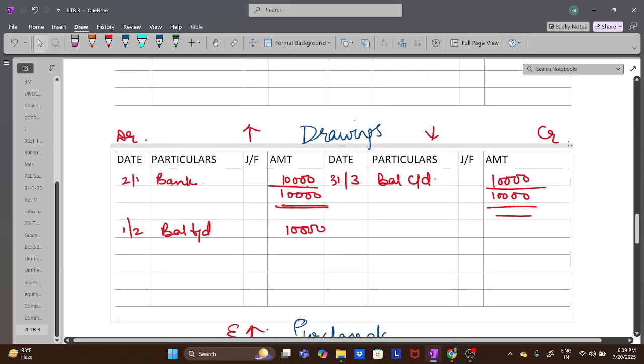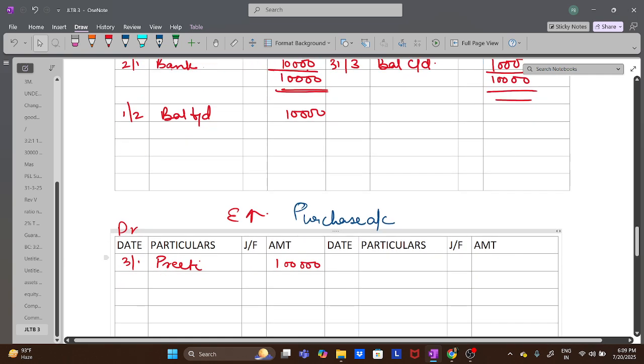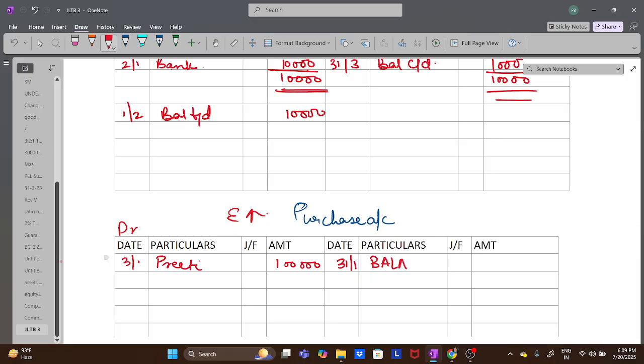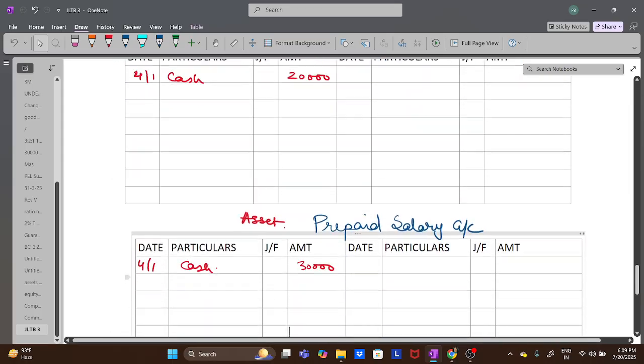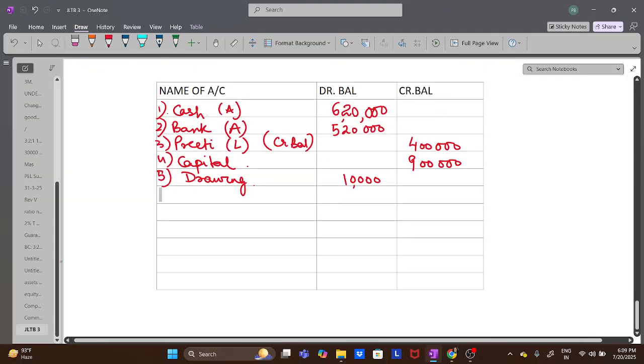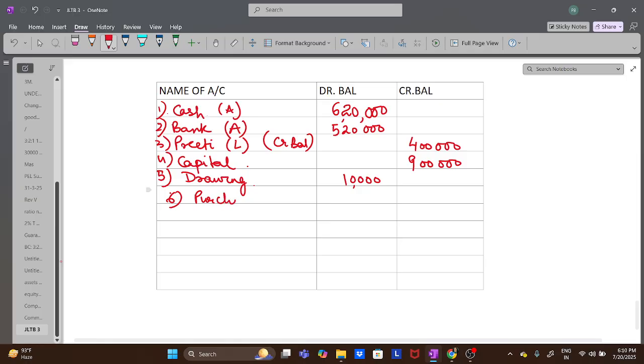Next ledger we have is purchases, which is an expense ledger, and in an expense ledger, no brought down. Simply write the balance here, no BD, CD. Write the total, close it. And expenses have a debit balance. So write here purchase, 1 lakh.